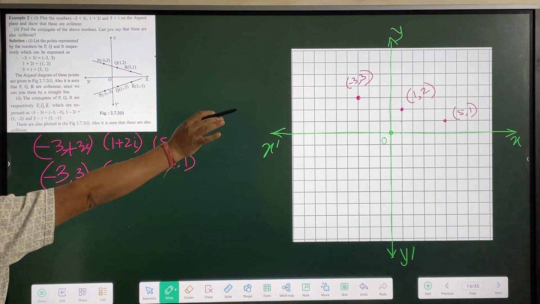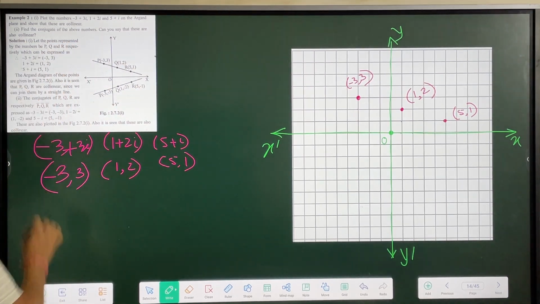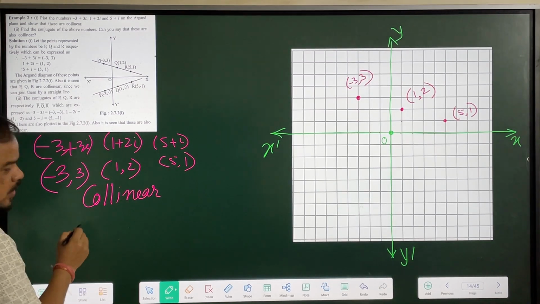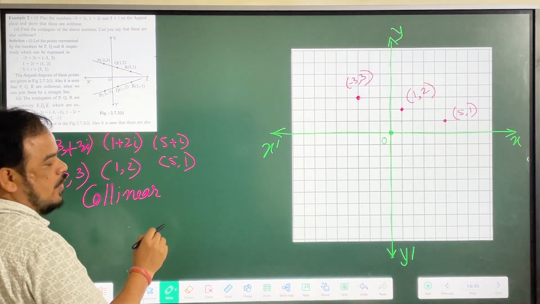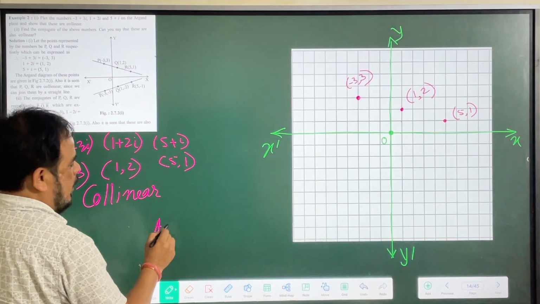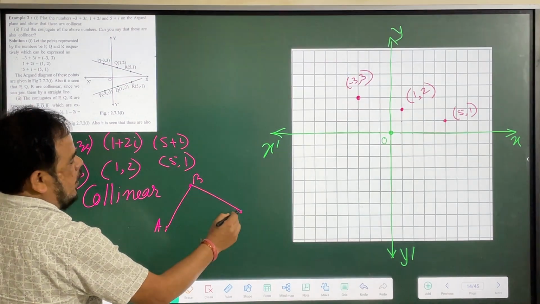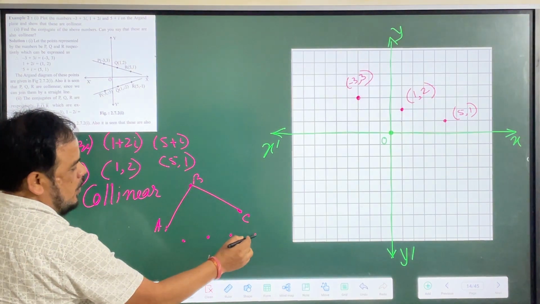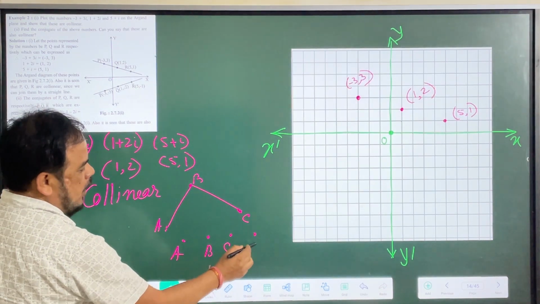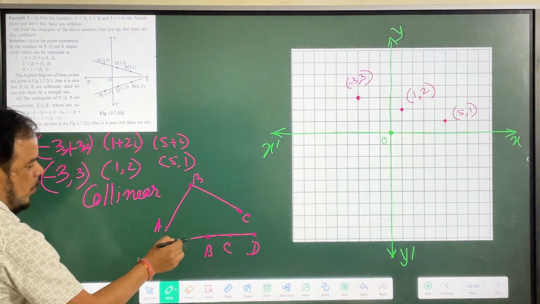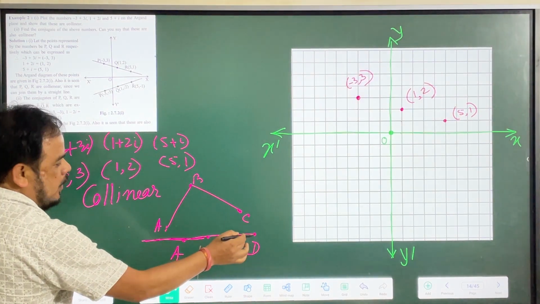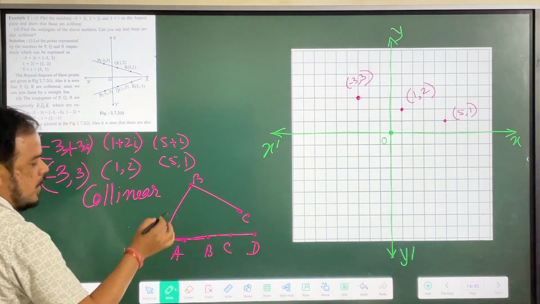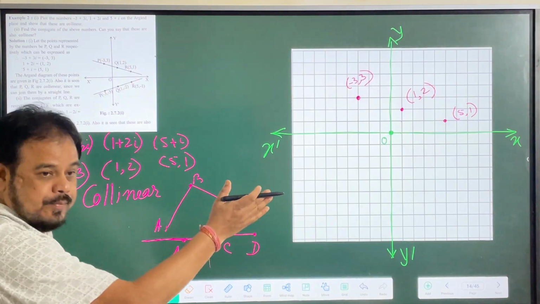And so we have already plotted the points that show these are collinear. What is the meaning of collinear? Collinear means it's a straight line. Take A, B, C, non-collinear, and A, B, C, D. Four points are there. If we join all the points by a ruler or scale, and the line segment goes through all the points, then A, B, C, D are called collinear.